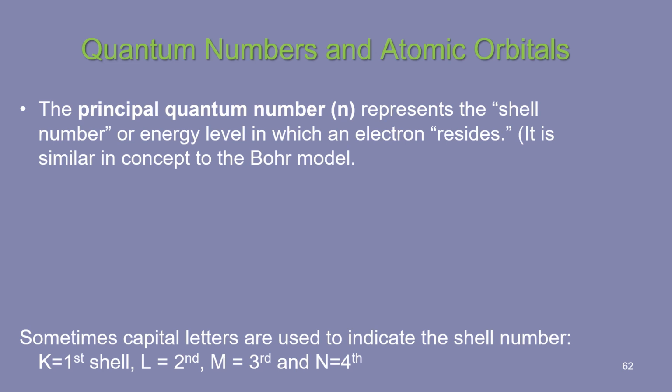And so we said that, similar to the Bohr model, we have the first level is n equals 1, and the second level is n equals 2. I'm not very good at drawing, but n equals 3, n equals 4, and so on. So it's the energy level that the electron in question resides in. So once we know what n is, we'll know where the electron is located.